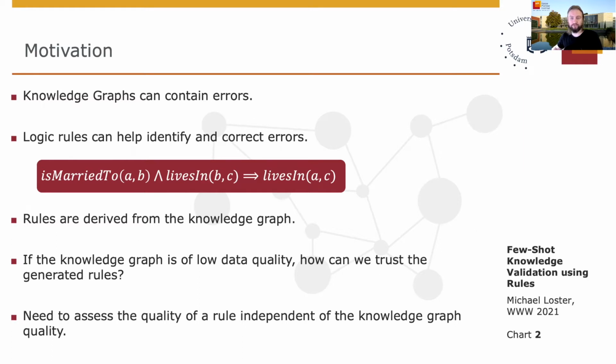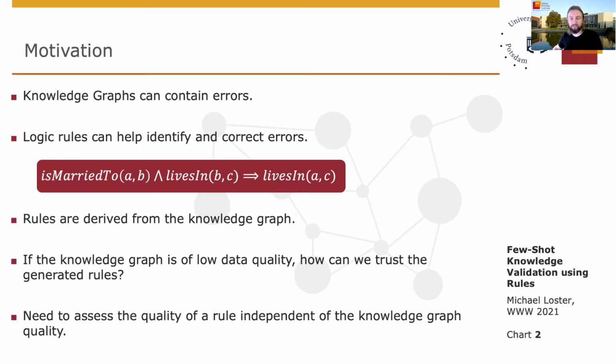Here, logical rules, which are derived from the knowledge graph itself by systems such as AMIE or RuDiK, can be used to improve its data quality. These are typically rules like the ones shown here, which states that if A is married to B and B lives in C, then A must live in C as well. The application of such rules allows us to add missing, remove violating, or fix incorrect entries in the knowledge graph.